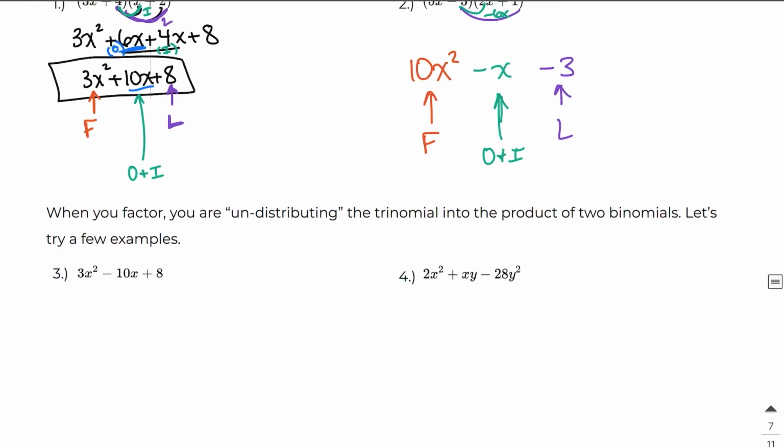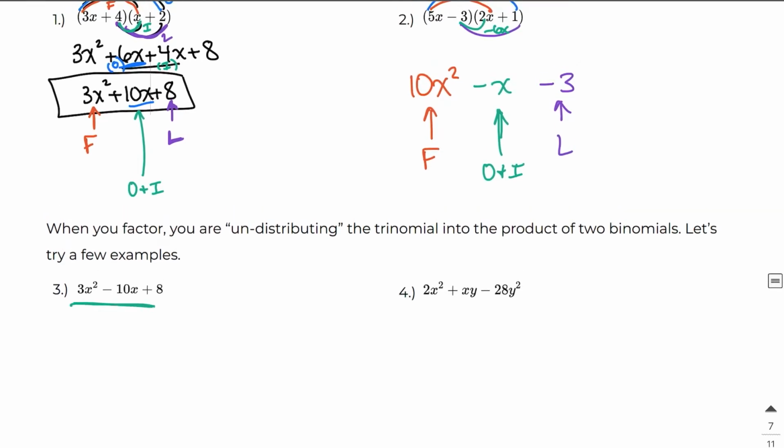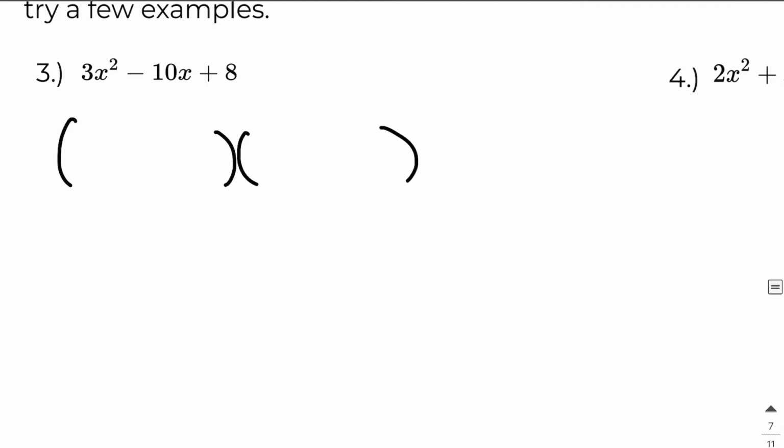So like in this example here, I'm given this problem, and I'm trying to put it back into the brackets here. So I'm trying to put it back into my binomial times a binomial. And if you remember right here, this 3x squared comes from the first, so it'd be this multiplied by this. And this 8 comes from the last, which would be this term multiplied by this term. And then the middle term comes from the O and the I together when you put them together.